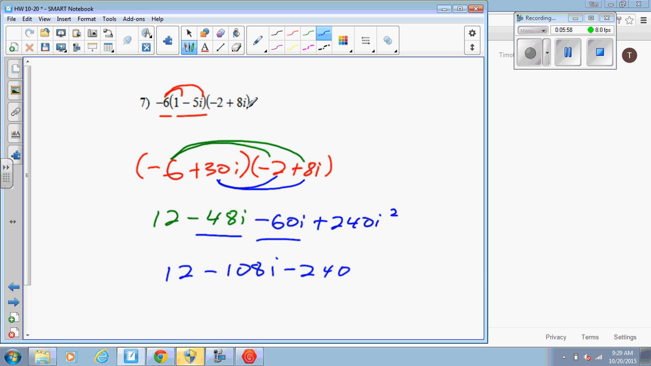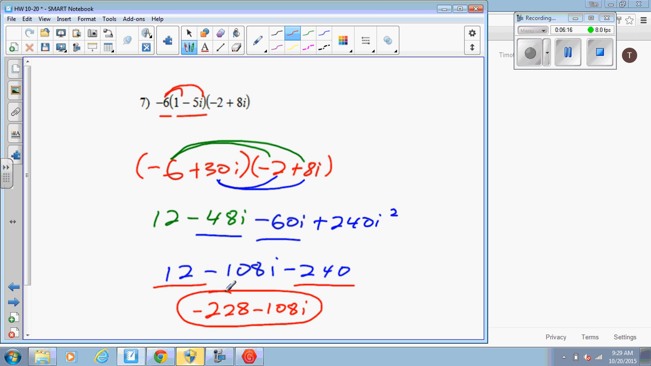And so I combine the first and the last term here because they don't have any i's with them. And that becomes negative 228 minus 108i. So that would be the answer to that one.